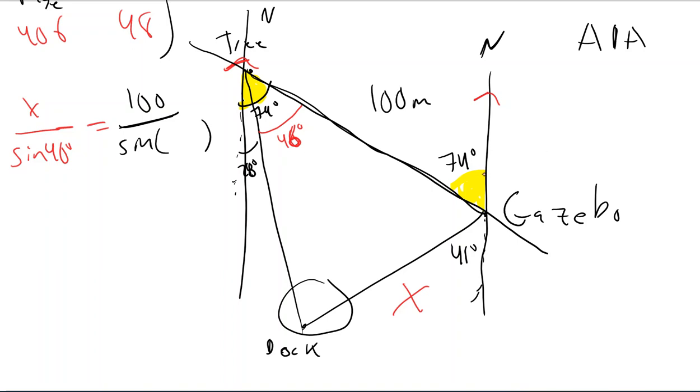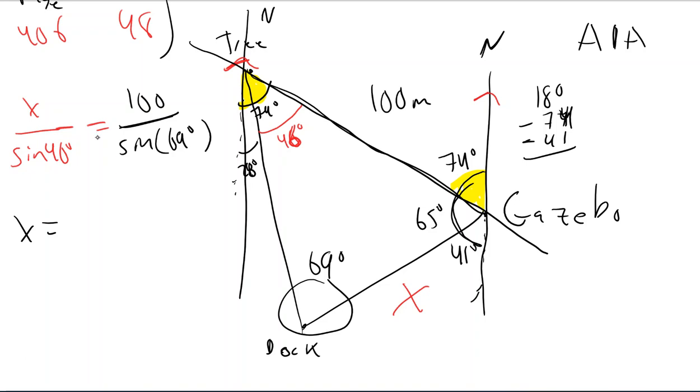That allows me to say, all right, these three make up half of a circle. So I could find that angle at the gazebo from 180 minus 74 minus 41. And now I have two of three angles of a triangle. So 180 minus this 46 minus this 65 gives me that this angle is 69. And that was really the last piece of the puzzle that I needed.